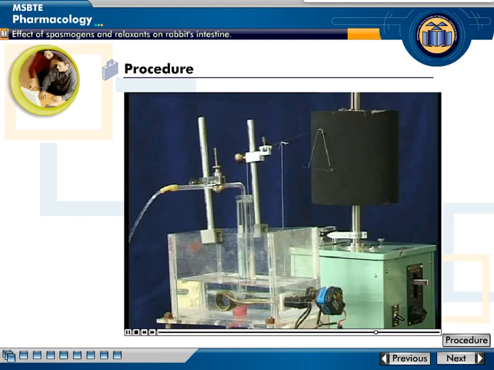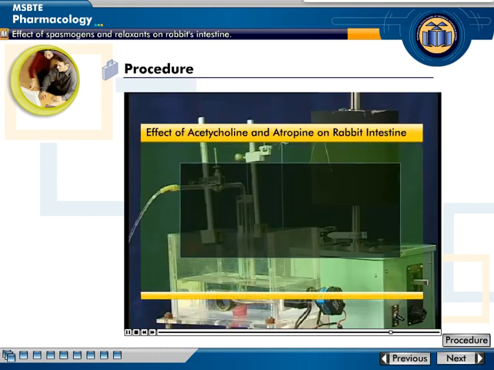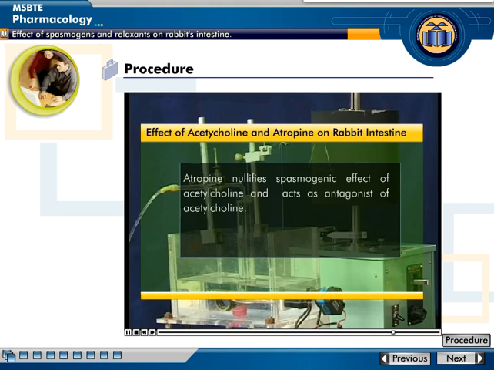You will see the preparation shows normal pendular movements. This indicates acetylcholine in the presence of atropine doesn't show any change in normal pendular activity. Therefore, we can say atropine nullifies spasmogenic effect of acetylcholine and acts as antagonist of acetylcholine.